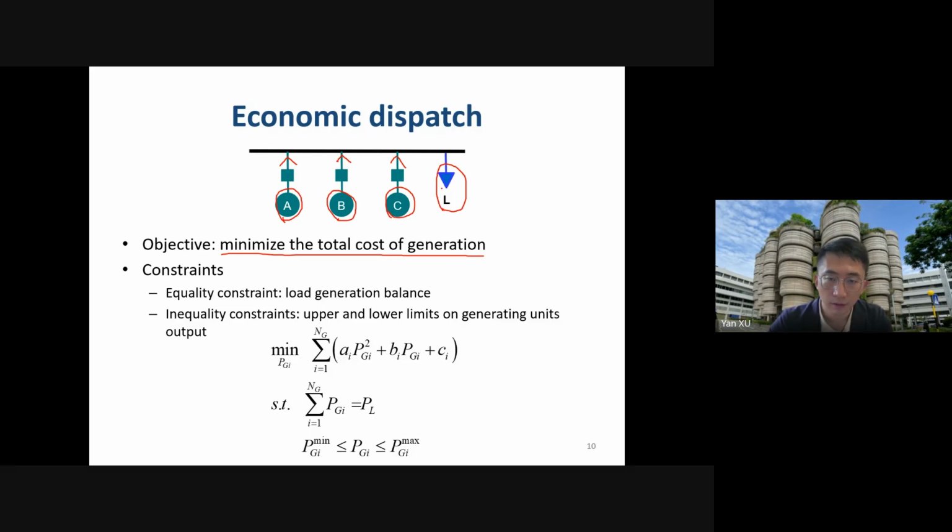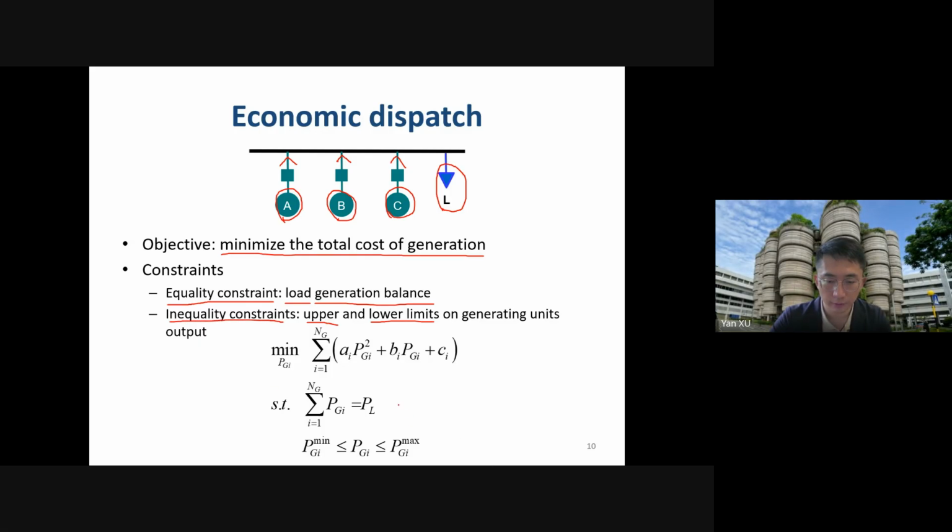Okay, then, however, they have to satisfy the total power demand, right? The total power output A, B, C will equal L. So for mathematical modeling, we have an equality constraint. The load equals the total power generation. And besides, each generator certainly will have its upper and lower limit, right? Depending on their capacity. So we will also have inequality constraints.